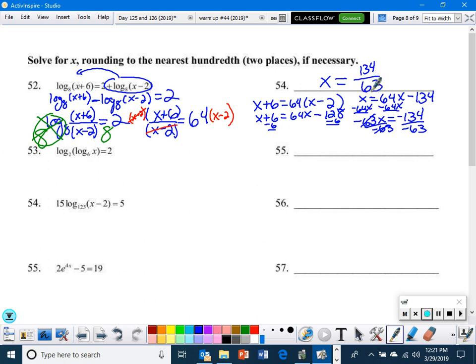Okay, it does not turn out to be an integer. It turns out to be a fraction, which would give you a decimal. So we're just going to leave it as positive 134 over 63. All right, rewatch that. Think about each step very carefully. All right, the next one.